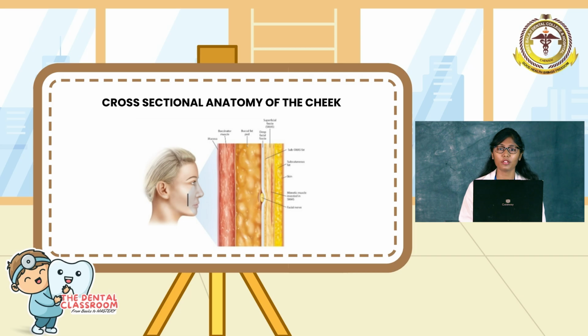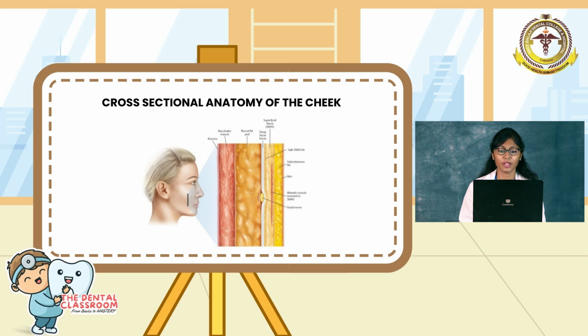Skin is the outermost layer of the cheek. Subcutaneous fat is the layer of fat present just beneath the skin. SMAS is nothing but the superficial musculo-aponeurotic system, which is a continuous fibrous network that includes the mimetic muscles. These muscles are responsible for facial expressions. Fat and fibrous tissue: sub-SMAS fat is the layer of fat located superficial to the SMAS.